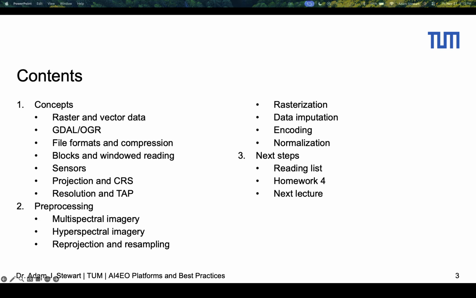Okay. So today we're going to talk about a bunch of pre-processing all the way from raw satellite images down to level 1 and level 2 products, and then all of the machine learning specific processing that we need to do to make our data ML ready.